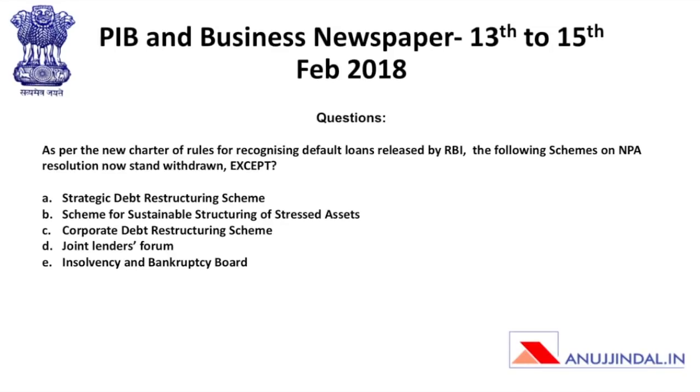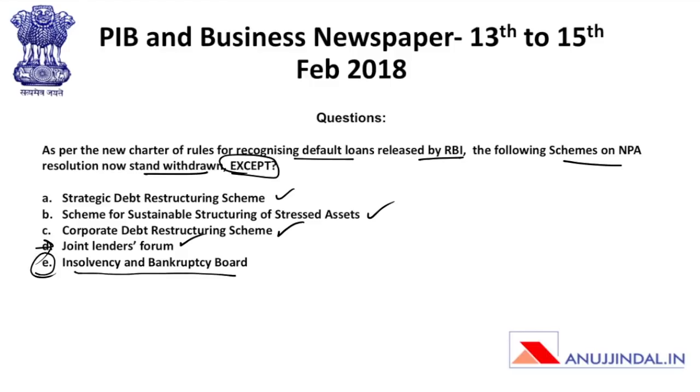The next question is, as per new Charter of Rules for recognizing default loans released by RBI, the following schemes on NPA resolution now stand withdrawn except, or which one has not been withdrawn and which are the ones which have been withdrawn. Strategic Debt Restructuring Scheme has been withdrawn. Scheme for Sustainable Structuring of Stressed Assets, yes, withdrawn. Corporate Debt Restructuring Scheme, withdrawn. Joint Lenders Forum. Now, a lot of places people are missing this out, but this has also been discontinued, and therefore our answer is E, Insolvency and Bankruptcy Board, which has not been withdrawn.